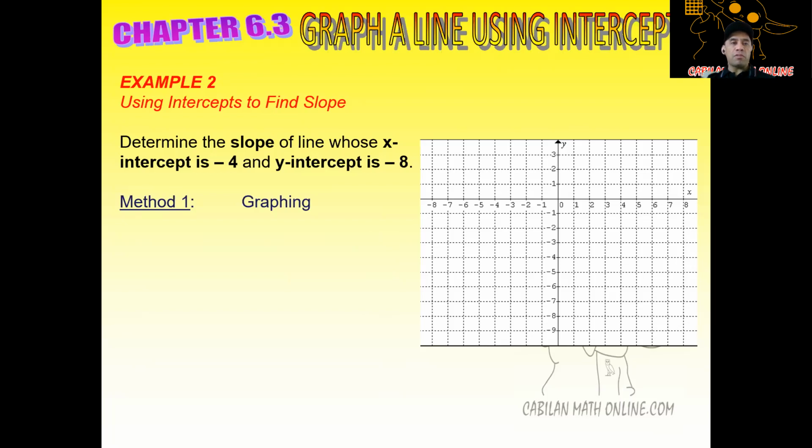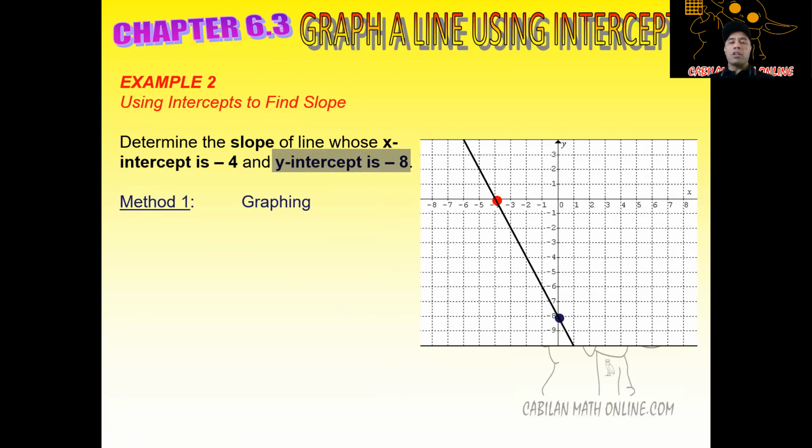So let's plot the points first. We have an x-intercept of -4. So from the center, remember the x-intercept is the point on the x-axis. So that's going to be this point over here. And the y-intercept is -8. So from 0, 0, we're going to go down 8. All right, and let's connect.